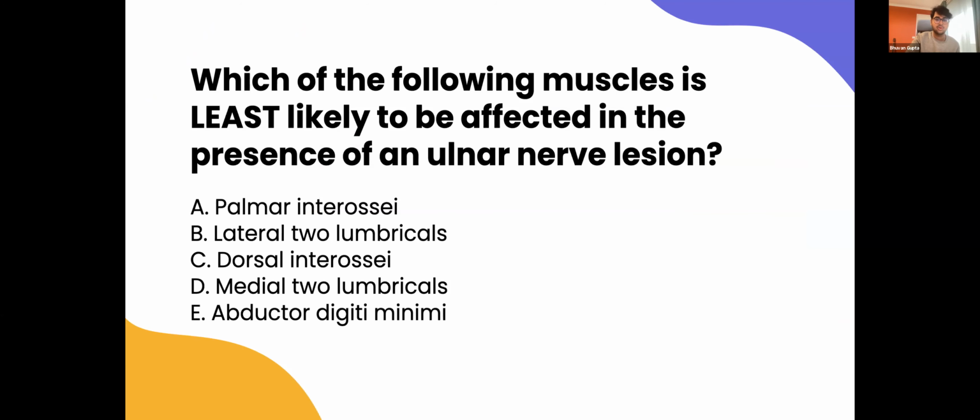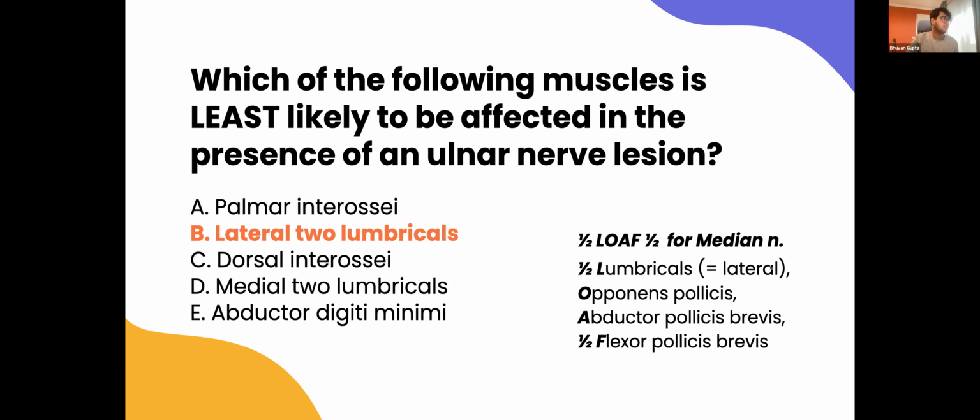For the answer, what do you guys reckon? B? B. Yeah, B, good. So it is going to be the lateral two lumbricals, because all of the rest of them are ulnar, while the lateral two lumbricals are the median.